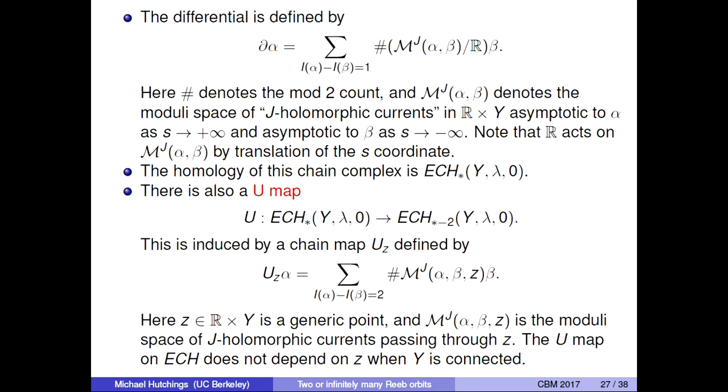So that's the basic structure. The differential counts these curves, which live in 1-dimensional moduli spaces, and you mod out by R translation to get a finite count. And the U map counts these curves in 2-dimensional moduli spaces that have a point constraint.